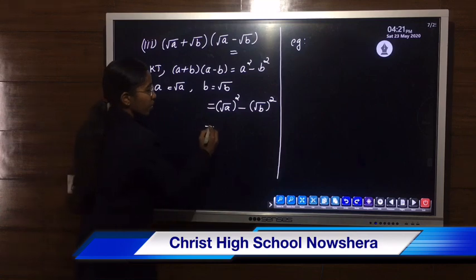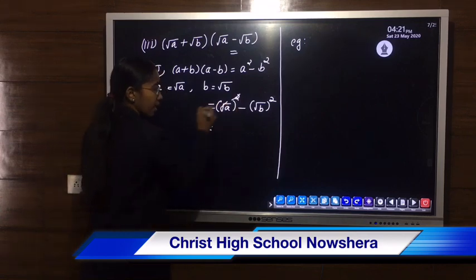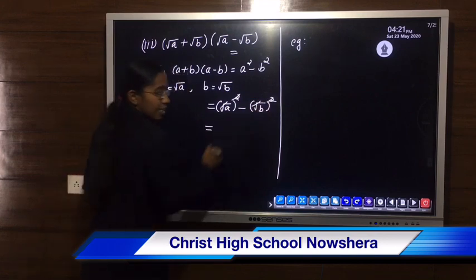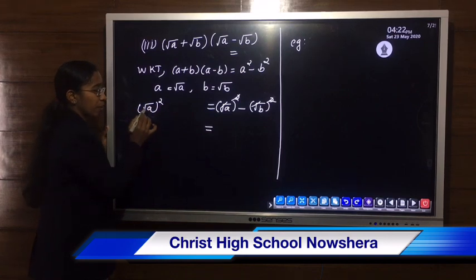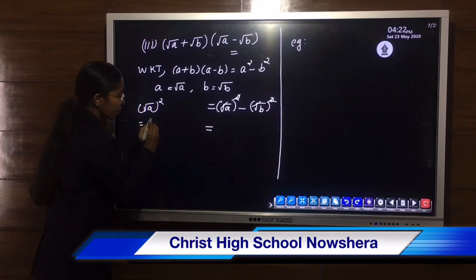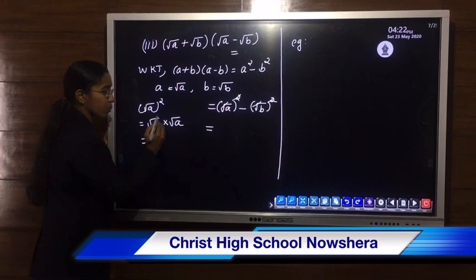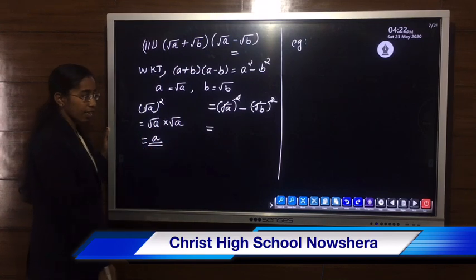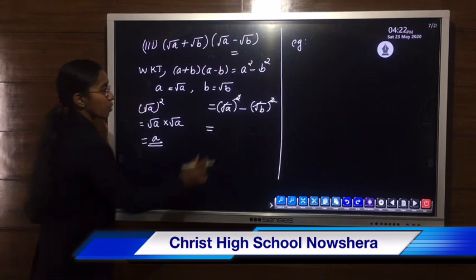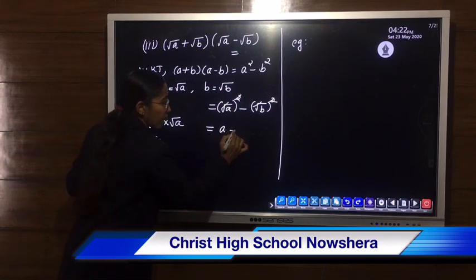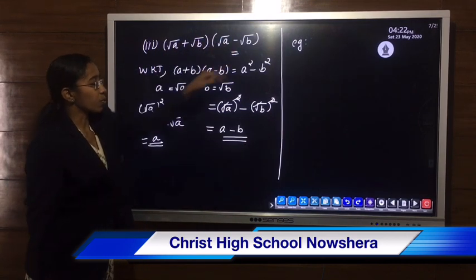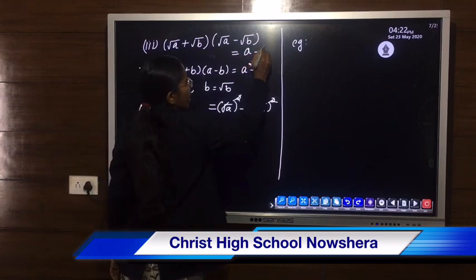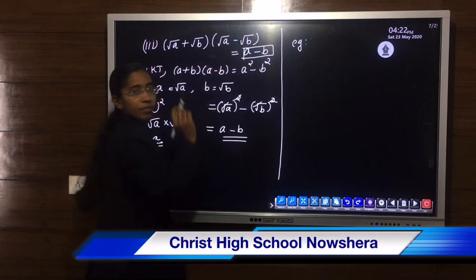We know that we can cancel square root and the power. Here also we can cancel like this. Otherwise, root a square means we can multiply root a 2 times. That is root a into root a. What is root a into root a? This is also one equation. Root a into root a is always a. So when we are using this equation also, what is this one value? This is a minus b. So root a plus root b into root a minus root b equal to a minus b.